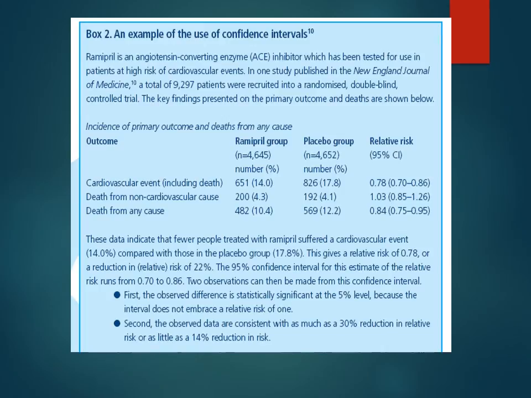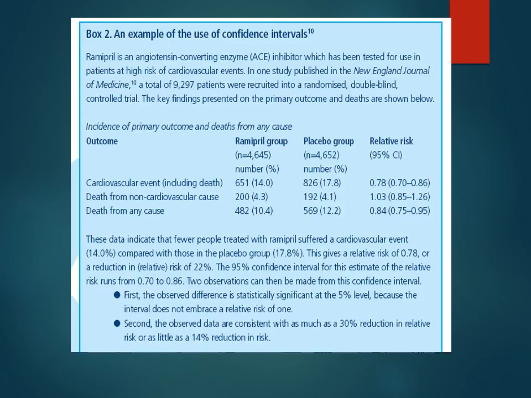So what do you think that means? 78%. So the people that got ramipril had 22% fewer cardiovascular events than the group that got placebo. Does that make sense? Because you can basically just divide that out and figure out that they had a 22% lower chance of having a cardiovascular event.